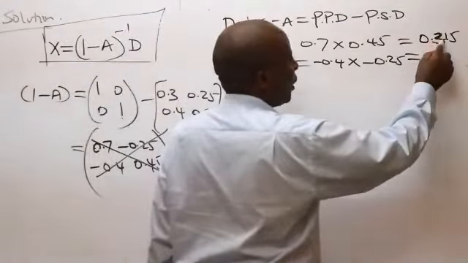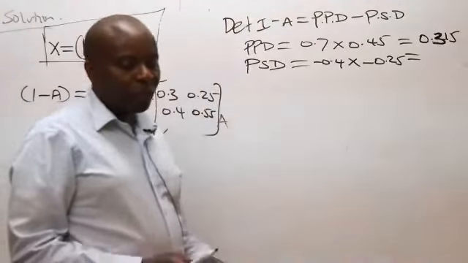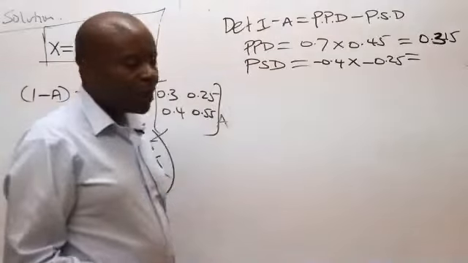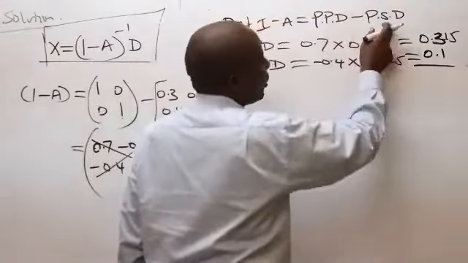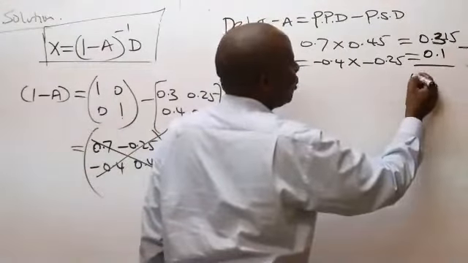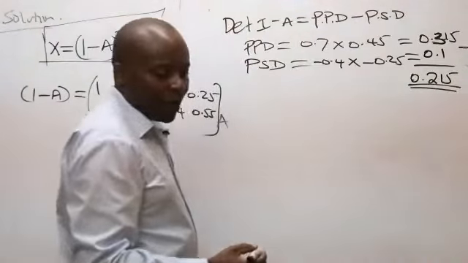Thank you very much. How about the product of the secondary diagonal? Product of the secondary diagonal, according to Fatma, is 0.1. So you're supposed to subtract the two. When you subtract the two, you are getting 0.215 like that.